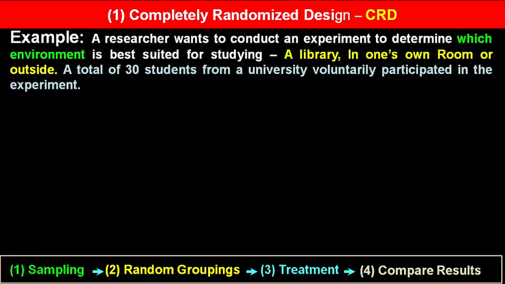Let us understand it with the help of an example. For example, a researcher wants to conduct an experiment to determine which environment is best suited for studying: a library, in one's room or outside.